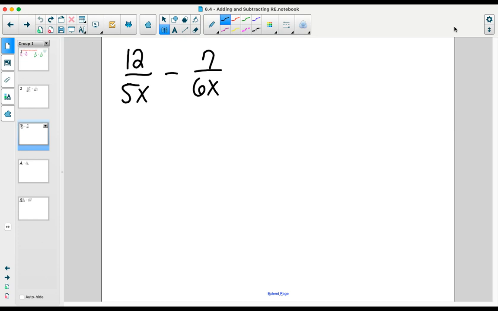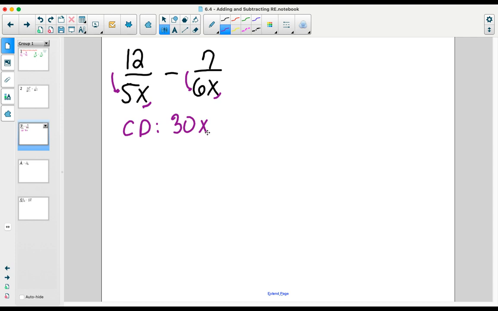When we add or subtract rational expressions with unlike denominators, our first objective should be to create a common denominator so that we can actually add or subtract the expressions. Looking at these two denominators, we have a denominator of 5x and a denominator of 6x. If they were just 5 and 6, their common denominator would be 30. Because of the presence of the x in each one of them, when we reconsider the common denominator, we're just going to tack on an x to the end.